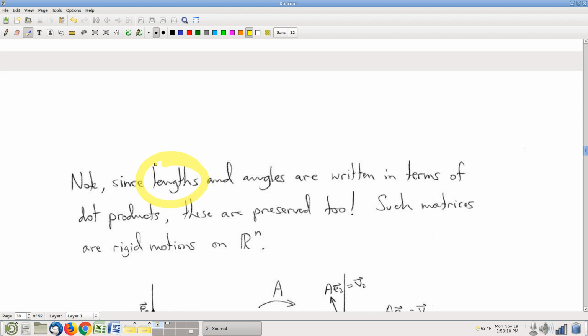Lengths, right? How do you compute the length of a vector? It's the square root of the self dot product of that vector. So it's computed with dot products. So orthogonal matrices preserve dot products. They also preserve lengths of vectors. That means they preserve all distances. By the way, likewise, angles. You can compute angles exclusively with dot products, right? Using that arc cosine formula. That means all lengths and all angles are also preserved.